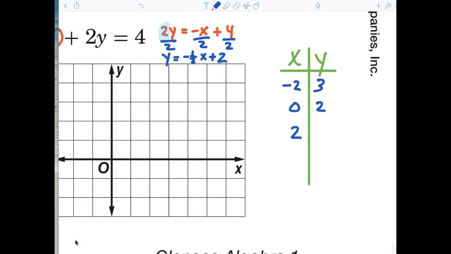Now you should see a pattern now. All of these have patterns to them. So what's the next one without doing any work? 1. Now, of course, we're going to check ourselves. Negative 1/2 times 2 is negative 1. Negative 1 plus 2 is what? Correct again. All right. Now, does anybody have any questions with those numbers? Yes, ma'am.